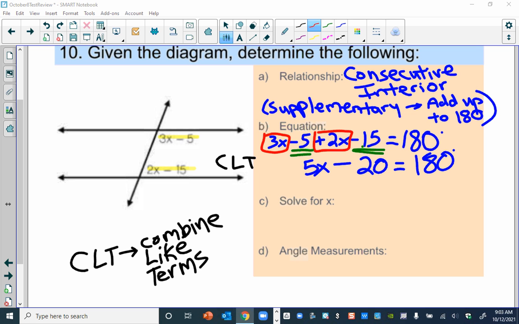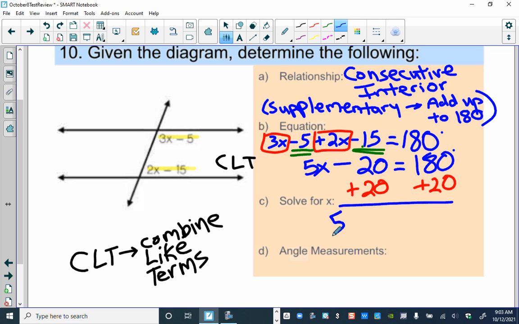Okay. Let's check if this is correct. That does sound like a good answer. Well, add 20 to both sides. Keep your 5x. What's 180 plus 20? That's 200. Divide by 5. Your x is 40.